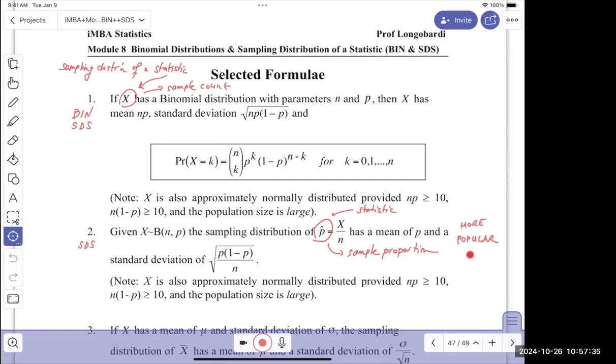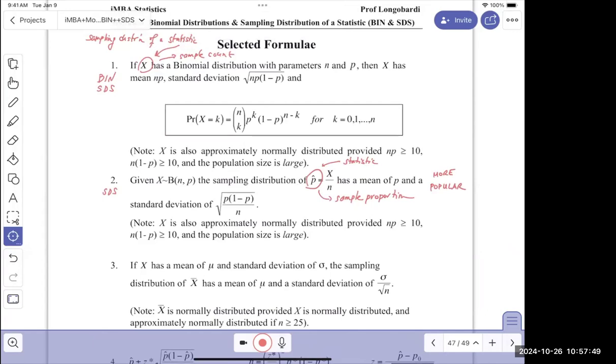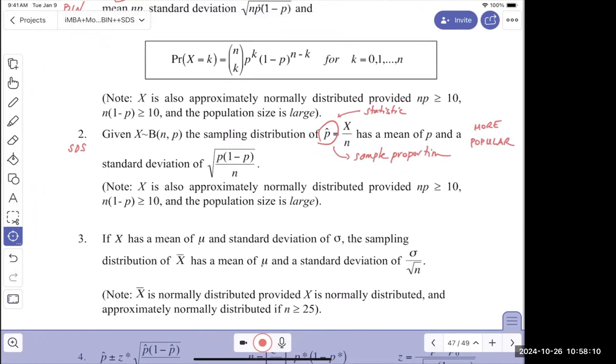And these are quite popular because we care about polls, we care about the proportion of people who survive a treatment. You'll see that in real life, a lot of results refer to the proportion of outcomes. Also, we care about variables that are a measurement or have a continuous distribution.